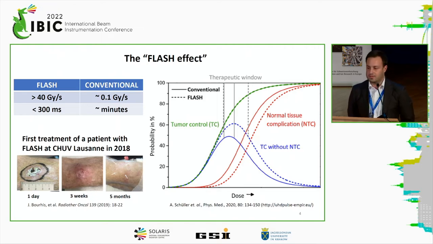So that's really interesting. And basically the results about the flash radiotherapy in the last few years are really remarkable, because the first paper, I said, it's 2015, and in 2018 there was already the first treatment of a patient with flash therapy, which was done at CHUV, so the University Hospital in Lausanne. And as you can see here, the treatment was successful, because after 3 weeks there is a clear reduction of the tumor. This was a surface tumor, and after 5 months the reduction is even much more visible. So that's interesting, definitely.